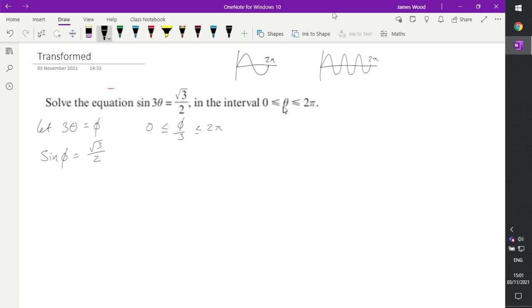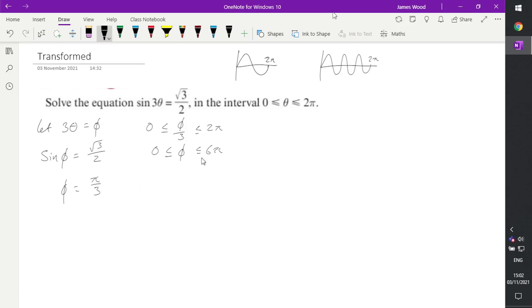Like that. So I've replaced theta with phi over 3, and then multiply all sides by 3. Okay, so I can solve this new question in these new limits. Let's go through and do that. So I'm going to do inverse sine of root 3 over 2, and then go through and find my answers.